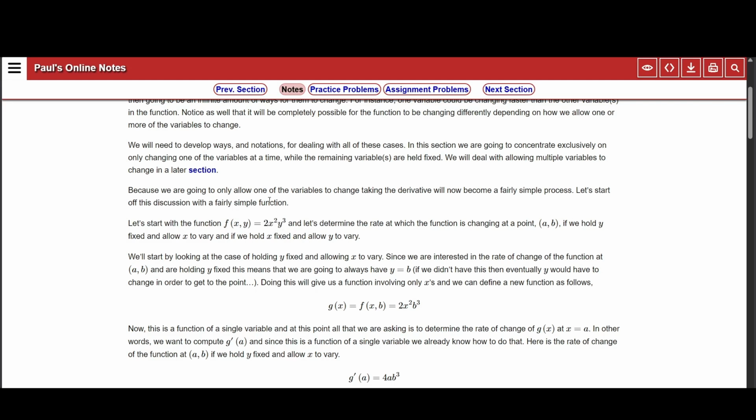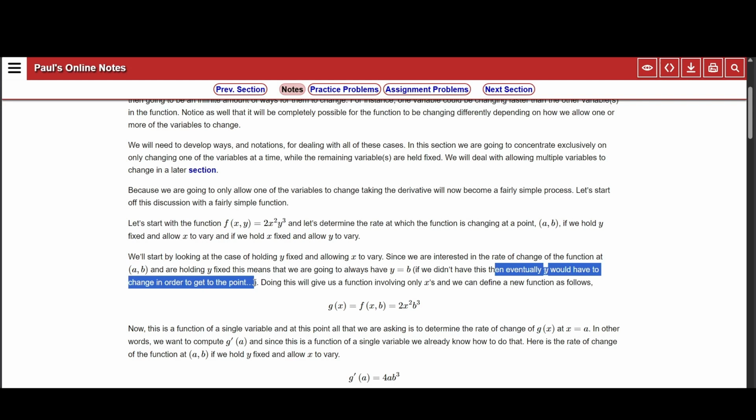Let's go through the foundations of this concept first, before we get to the juicy stuff. Okay, let's start with a function of x and y: 2x squared times y cubed. And let's determine the rate at which the function is changing at a point a, b.